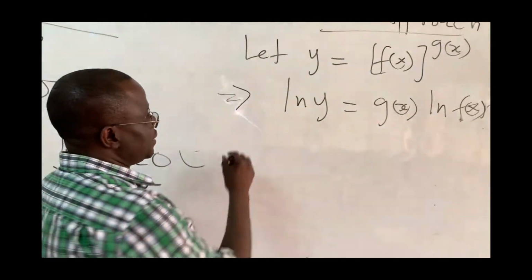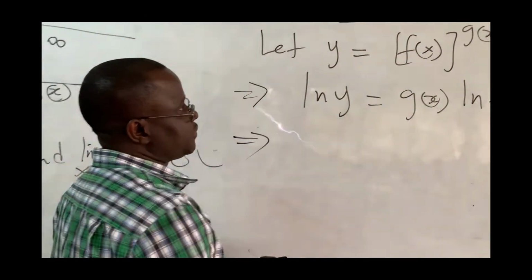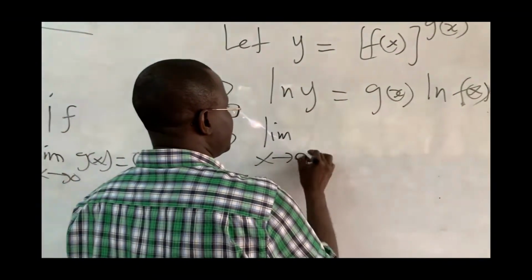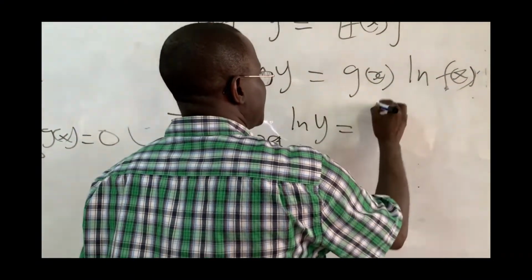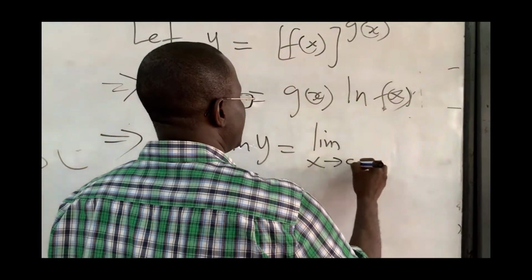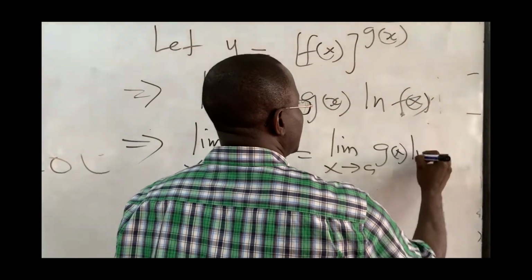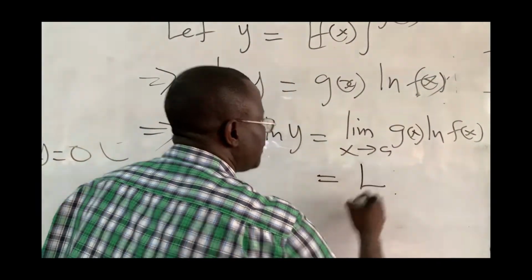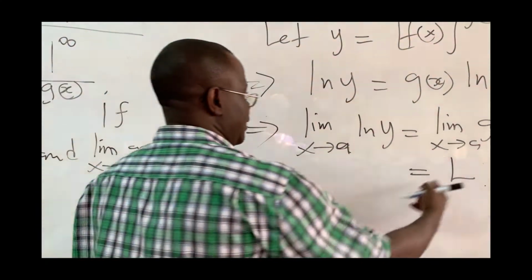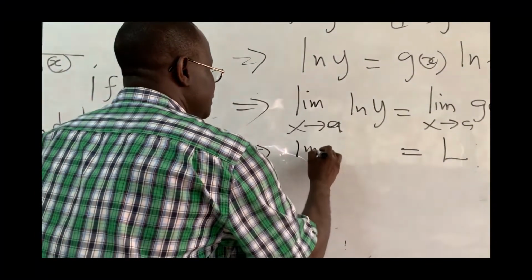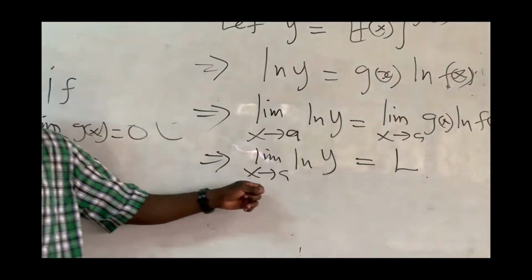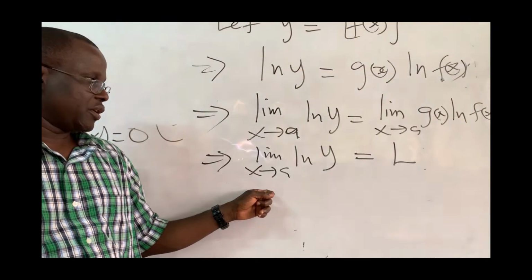Now take the limit of both sides. So take the limit as x goes to a of ln y, which is equal to the limit as x goes to a of g of x ln of f of x. Suppose that the right hand side is equal to some number L. If that is the case, this implies that the limit as x goes to a of ln y is equal to L.